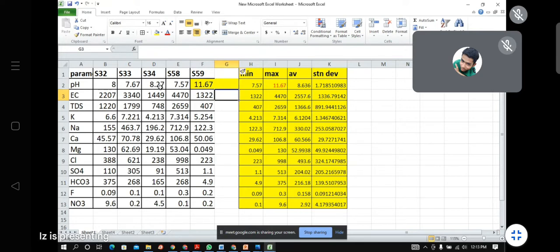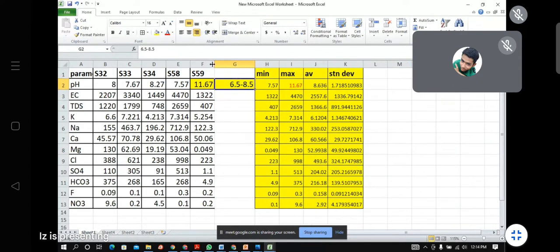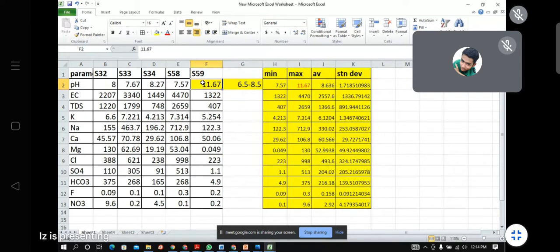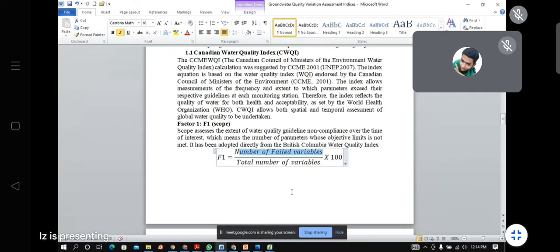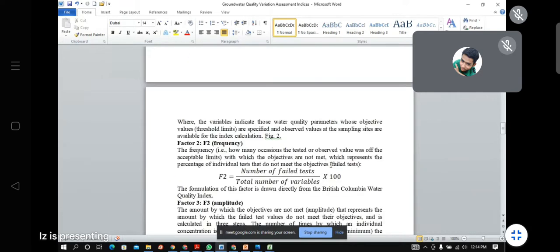8.27 is fine because 8.5 तक range है, right? Range is from 6.5 to 8.5. If this is the range, then we can say only one sample is failed. And how many total? We have 1, 2, 3, 4, 5. Out of 5, we have one failed, which is this, right? So this is how it is defined: number of failed variables over total number of variables into 100. Okay, so this is how the frequency is defined.